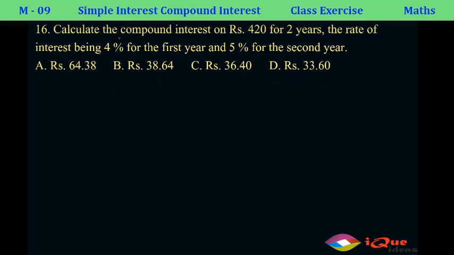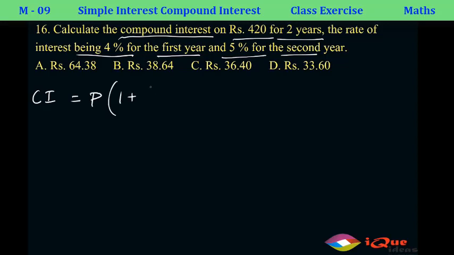Now this question says, calculate the compound interest on rupees 420 for 2 years at the rate of interest being 4% for the first year and 5% for the second year. Now, here the rate is not constant, so you have to be a little careful. You have to calculate compound interest in this case like this. Principal amount into 1 plus the rate of first year upon 100, bracket close, and then the second bracket 1 plus the rate of second year upon 100.